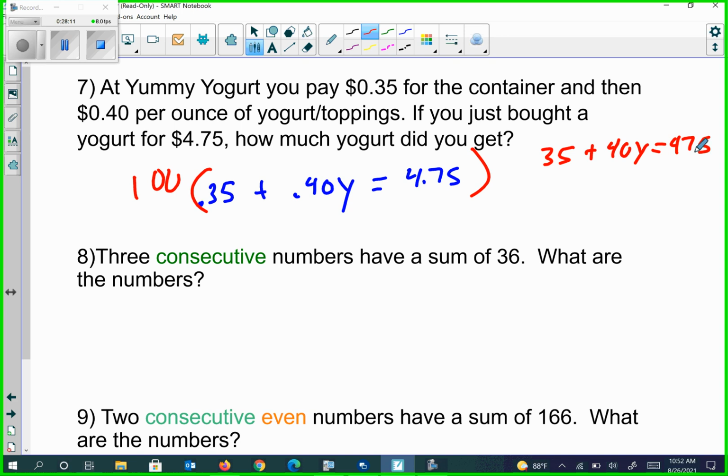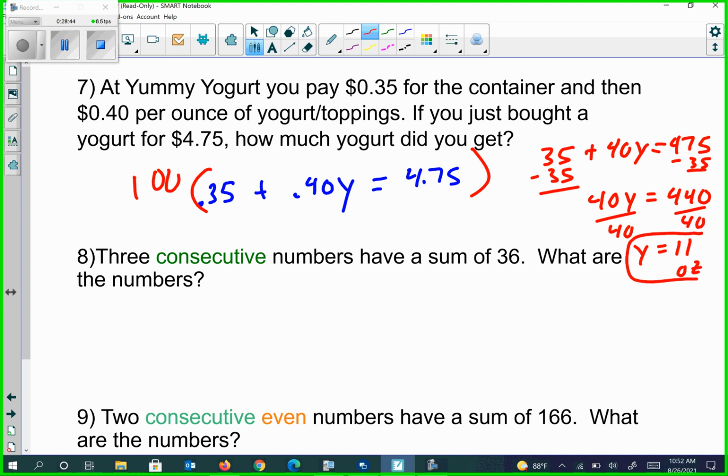Subtract 35, subtract 35? Yeah. So, couldn't you have just subtracted 0.35? Yep. You would have been able to subtract the 0.35 from 4.75, and it would have been the same thing. It's going to come to the same exact answer. Yeah, I got 11 ounces of yogurt.